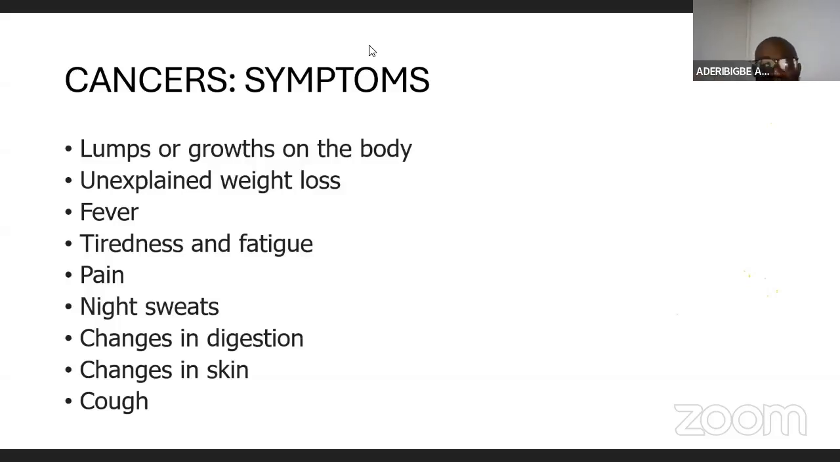Then constipation, changes in digestion. You just notice the bowel habit changes, the person is having constipation now. Someone that used to go 3 times a week before now starts going once. Then diarrhea, or constipation alternating with diarrhea, is also problematic. Then if someone feels that when they stool, they still feel there's stool there, they are always going, but still feeling there's stool there, that may be an indication of rectal cancer. Then bleeding from the stool also. Then changes in skin, then cough also.